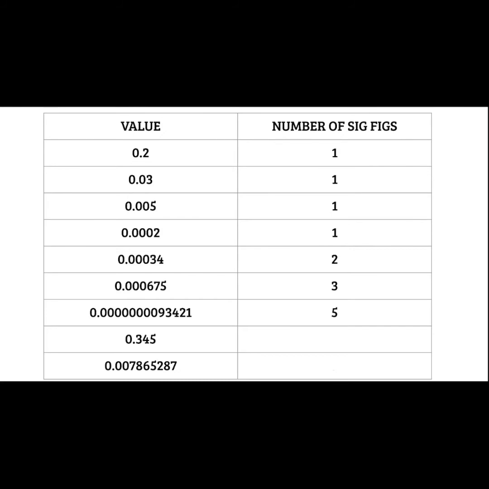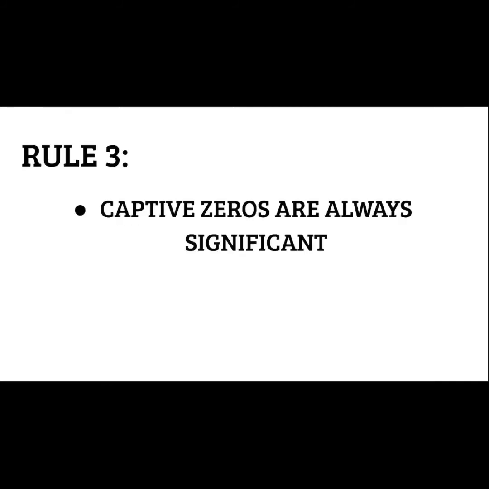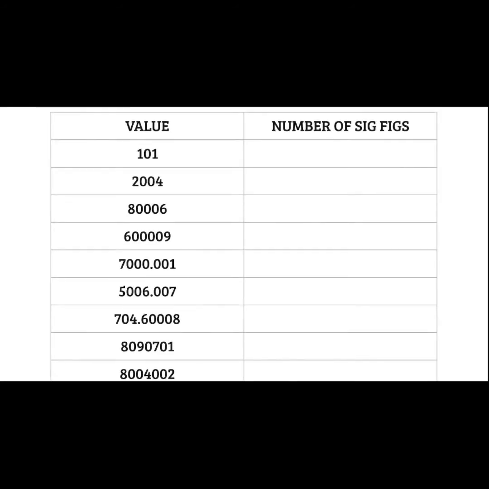Sorry, here we go. 5, 3, and the last one has 7. Okay, next rule. Rule number 3. Captive zeros are always significant. So a captive zero is a zero that's sandwiched between two numbers. It's stuck there, so we will count it. 101, that zero's stuck in the middle, so we have 3 sig figs.